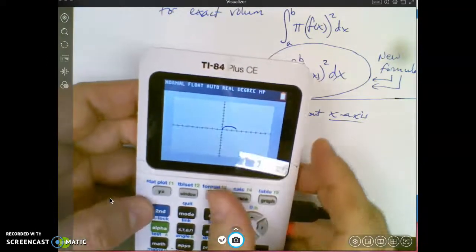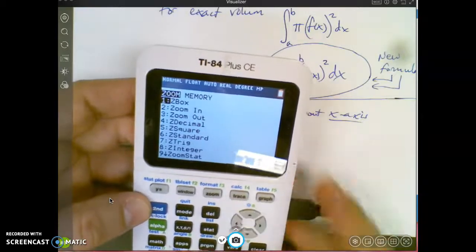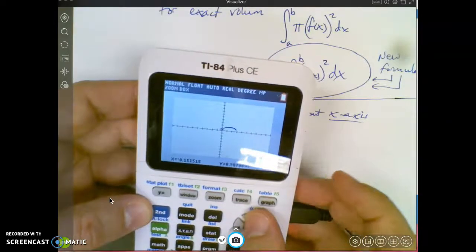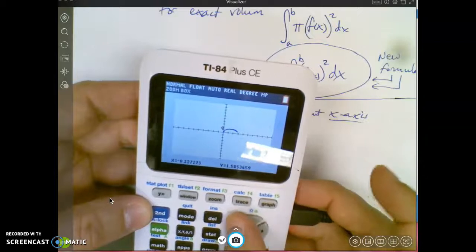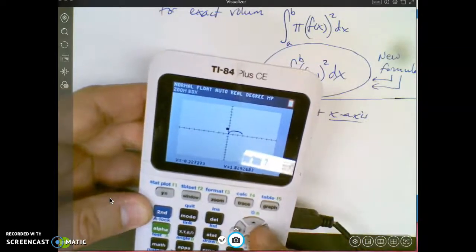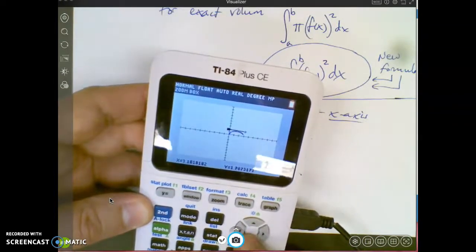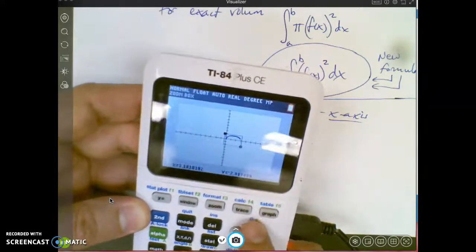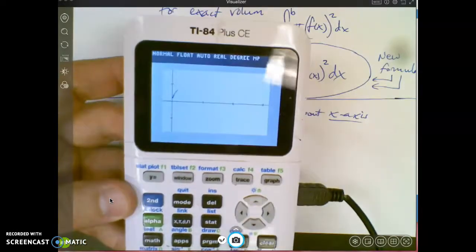You could zoom in a little, maybe zoom box. I like zoom box if you've never used it before. Life changing. You hit enter on a corner, drag it over with your cursor, and whatever your box is becomes your new window.